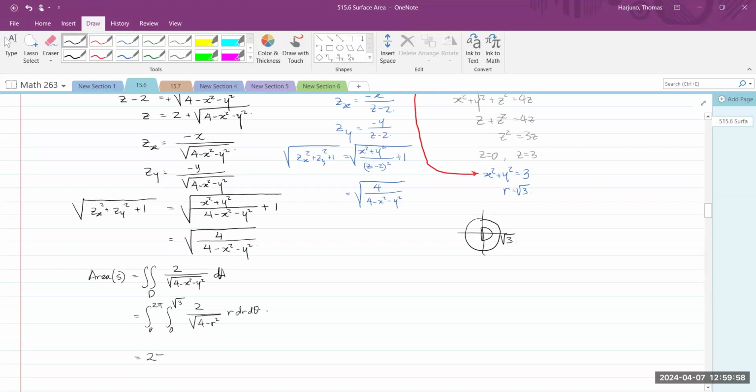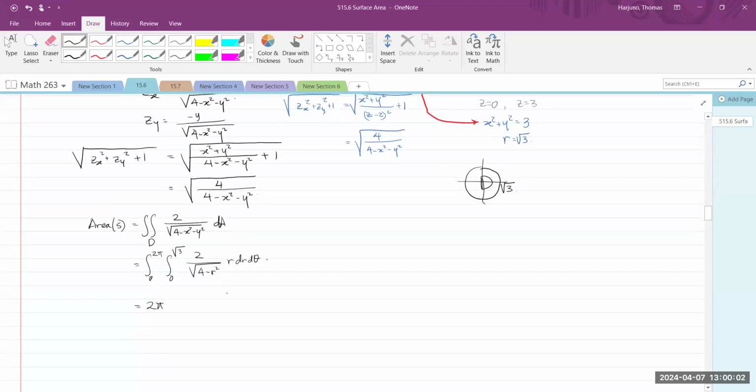Okay, so we get 2 pi. Substitution: u equals 4 minus r squared. So du will be negative 2r dr. And as for the limits of integration, r equals 0 will be u equals 4 and r equals square root of 3 will be u equals 1. Okay, so integral from 4 to 1 of negative du over u to the power of 1/2. See, 2r dr is equal to negative du. So you see that I substitute that with this.